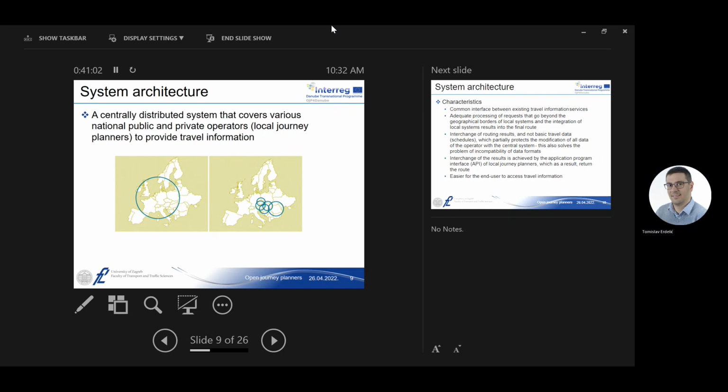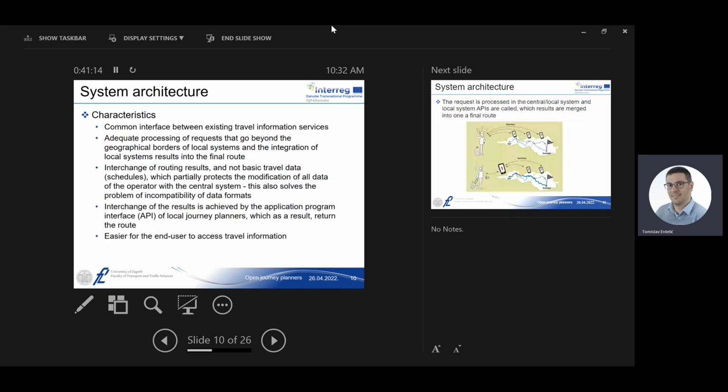Okay, and we can continue. The characteristics of the system architecture, the distributed one: there needs to be a common interface between existing travel information services. There needs to be adequate processing of requests that go beyond the geographical borders of a local system, and integration of local system results into the final route. There has to be interchange of routing results and not the basic travel data, the schedule. So we do not change the schedule. We only interchange the routes, which partially protects against modification of all data.